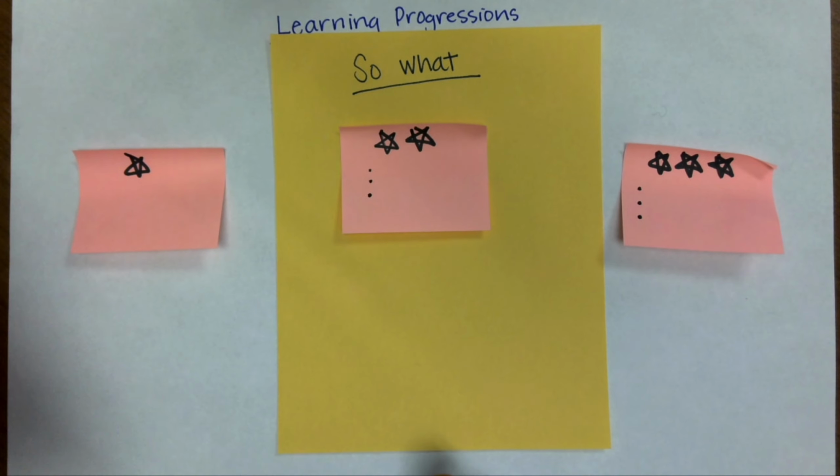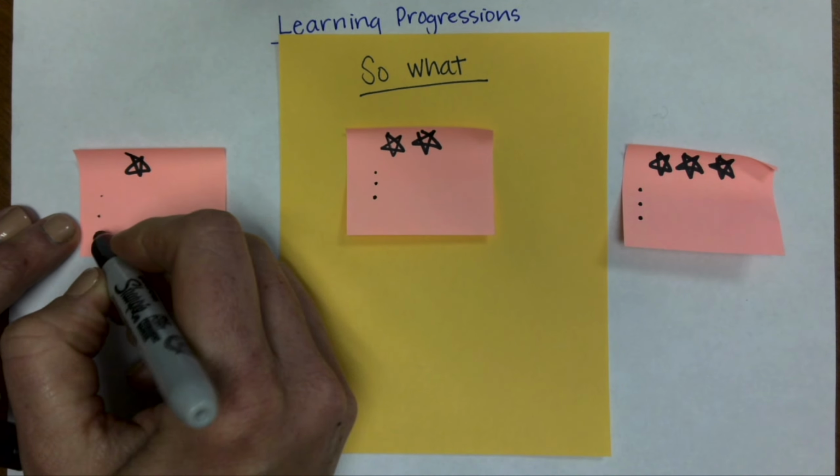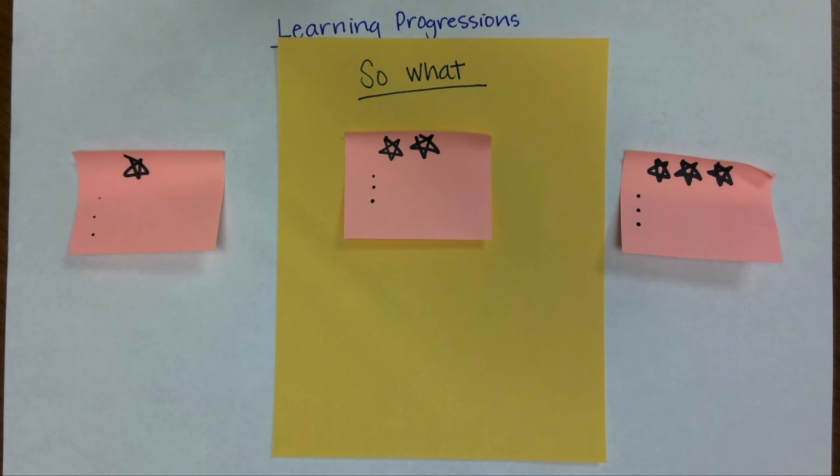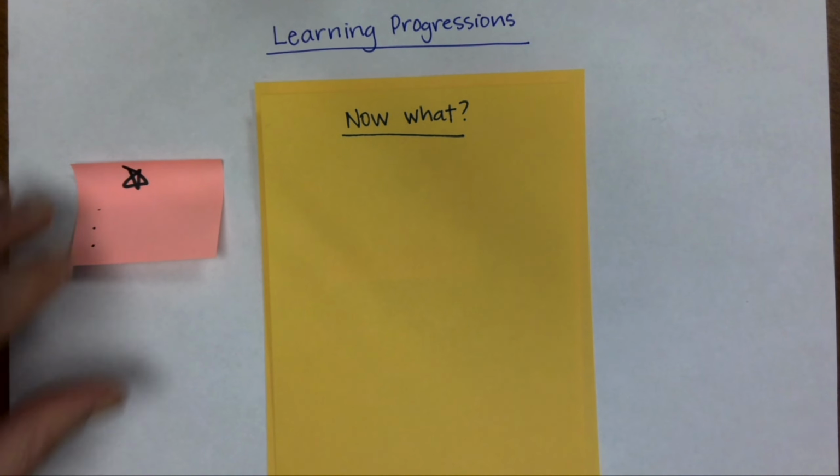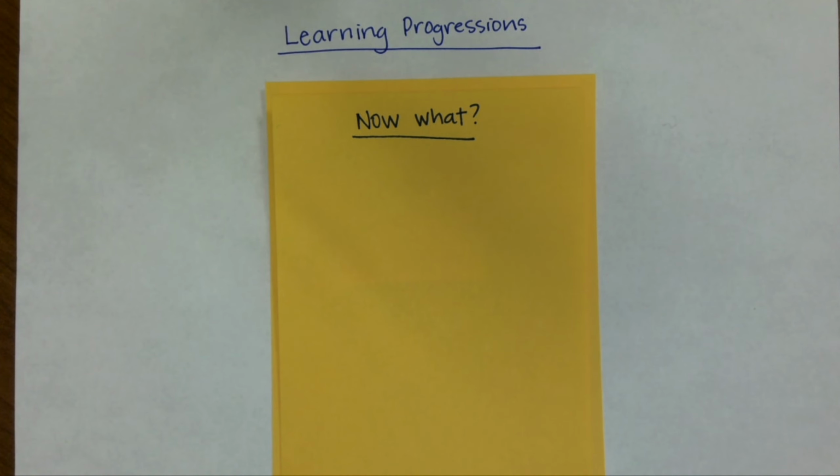After we have classified and named the traits of each, then we can use the learning progression that we've just created to evaluate additional student work. So now what? How can this help me? How can this help my students? How can this help my colleagues and I?